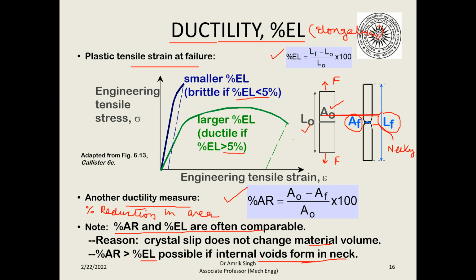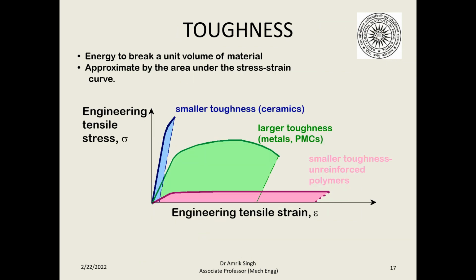So this is an important slide. Then another important property we have seen is toughness. It is the energy to break a unit volume of the material. It is measured by the approximate area under the stress strain curve. So if you see, this is a stress strain curve we have taken.